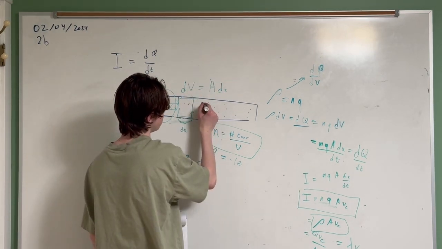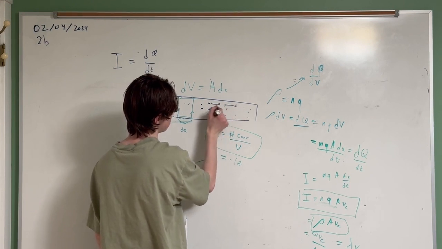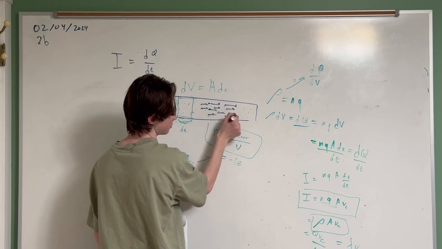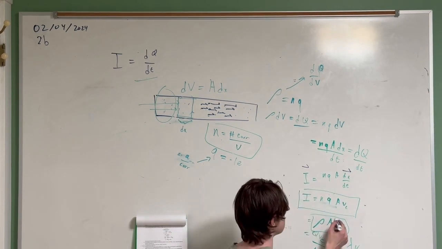But if these are electrons and they're moving this way, you can treat current as a vector. So I is a vector, and in this case, this velocity is a vector.